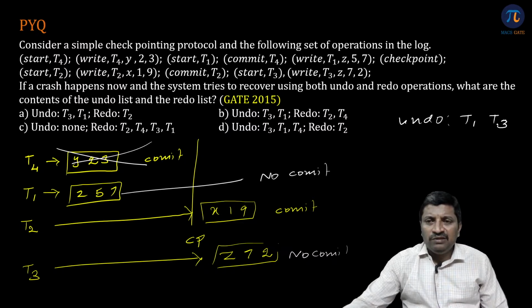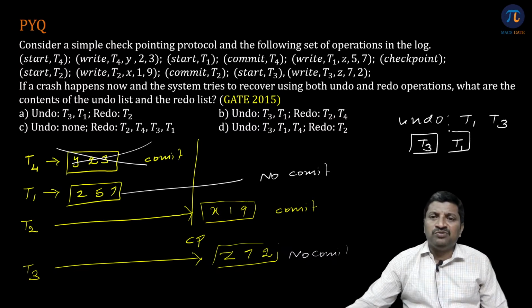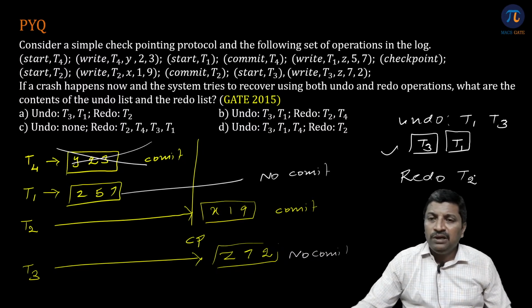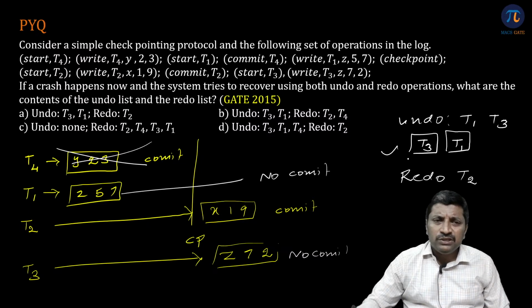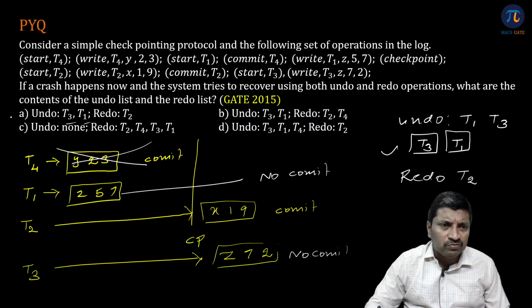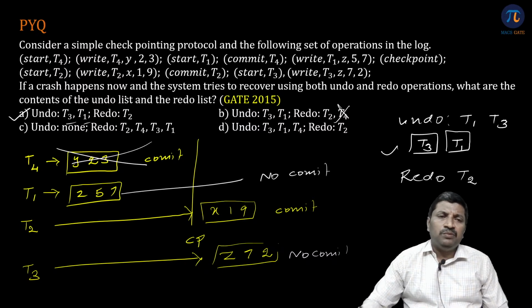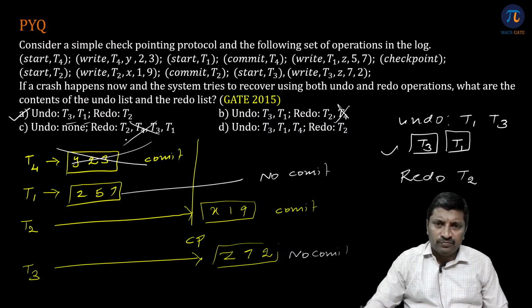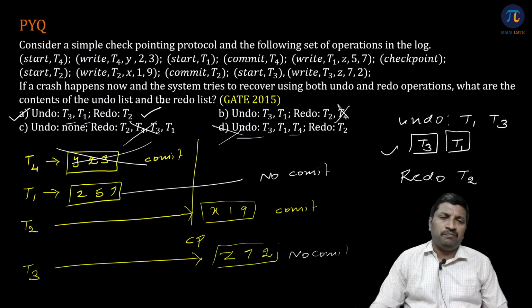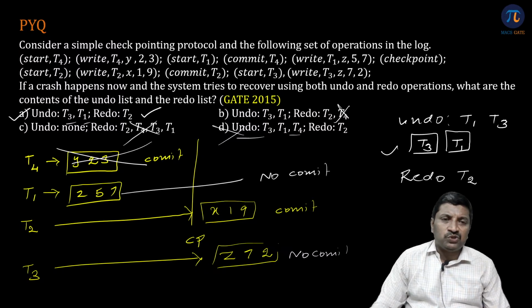T1, T3. If you write very clearly, T3 followed by T1, because we need to do it in reverse order. Then what is the redo list? I'm sorry sir, the redo list is only T2. So undo is T3, T1, redo is T2. This is correct. Sir, we don't consider T4 because it was committed before the checkpoint. In undo, they wrote T4, sir. It's not correct. So the correct answer is A. Hope you understood it.